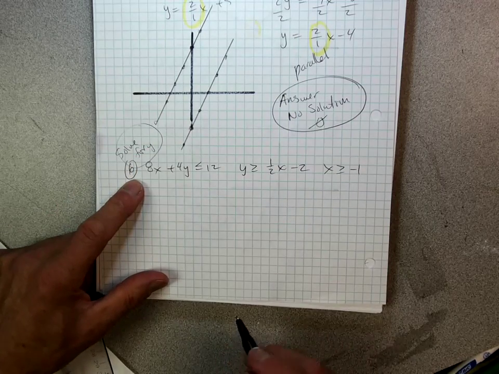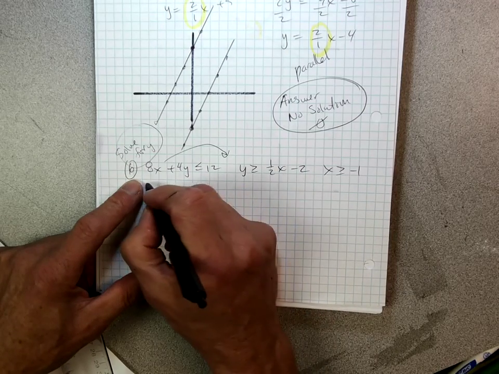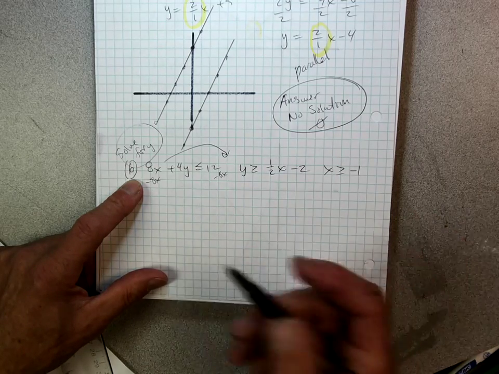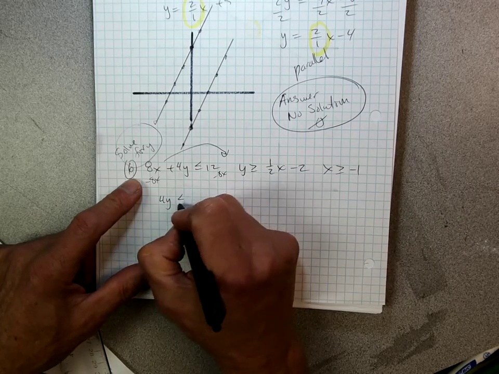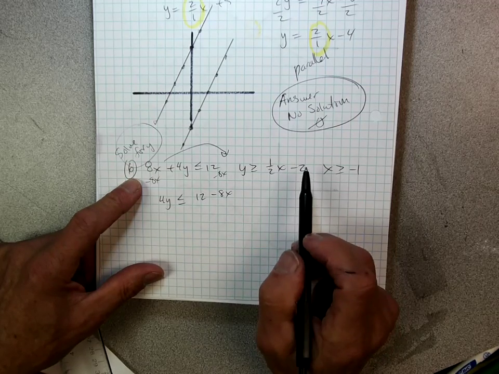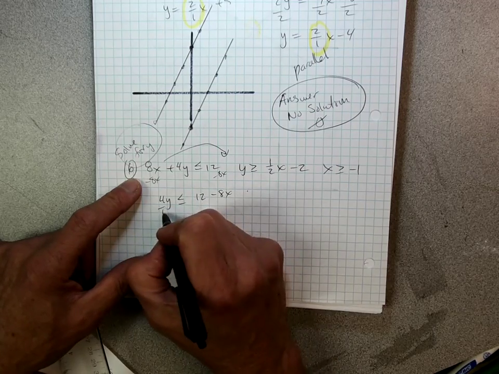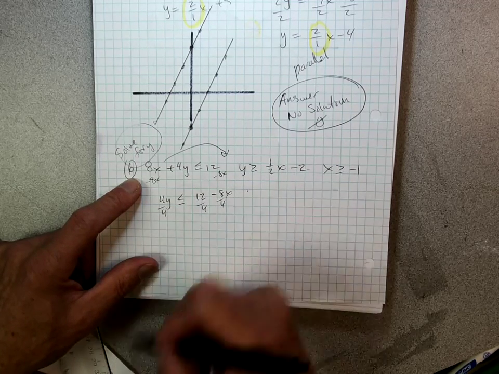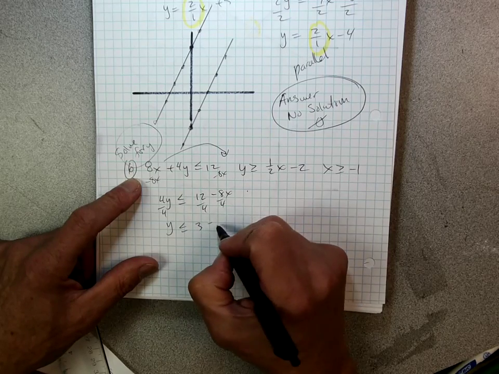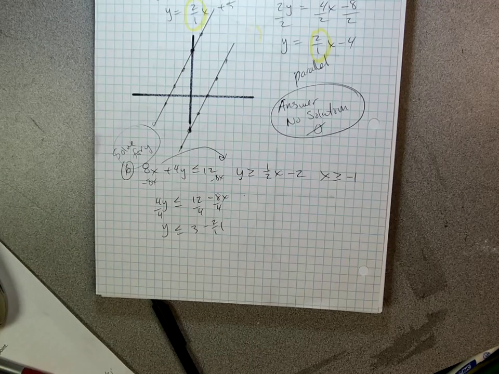So let's bring over the x. I got to go minus 8x, right? Minus 8x. That's how I bring it over. So I'll have 4y is less than or equal to 12 minus 8x, right? Divide by 4, divide by 4, divide by 4. Because I'll get rid of the 4 and I'll have y is less than or equal to 3 minus 2 over 1x.